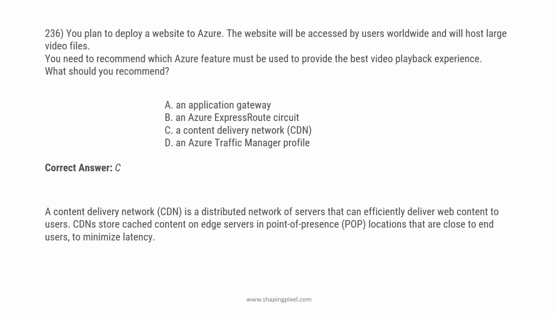A content delivery network is a distributed network of servers that can efficiently deliver web content to users. So content delivery networks store cached content on edge servers in point of presence locations that are close to the end users to minimize latency.